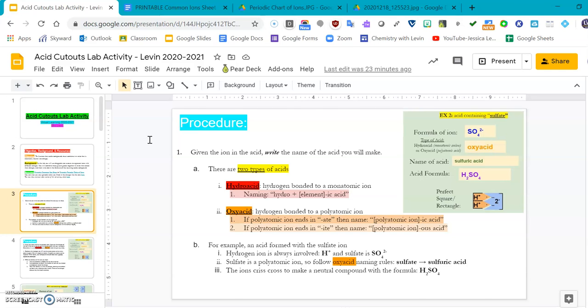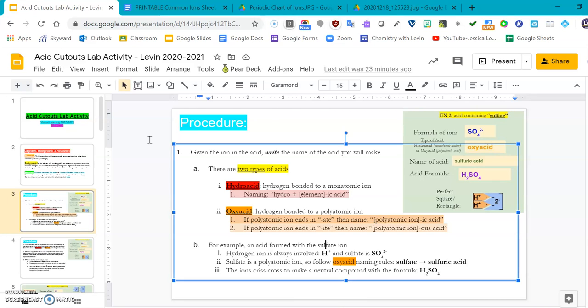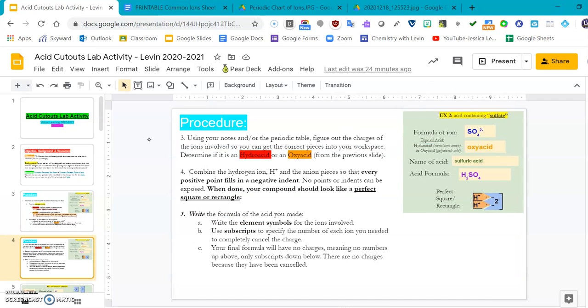So for example, if you have something with the sulfate ion, hydrogen is always going to be the H plus, the cation involved, and sulfate is SO4 2 minus. So SO4 2 minus is a polyatomic ion ending in ate, so it becomes sulfuric acid, and you can crisscross to get the correct formula to cancel out the charge of the sulfate. You need two H pluses to cancel out that 2 minus charge. So that is what we are going to use.